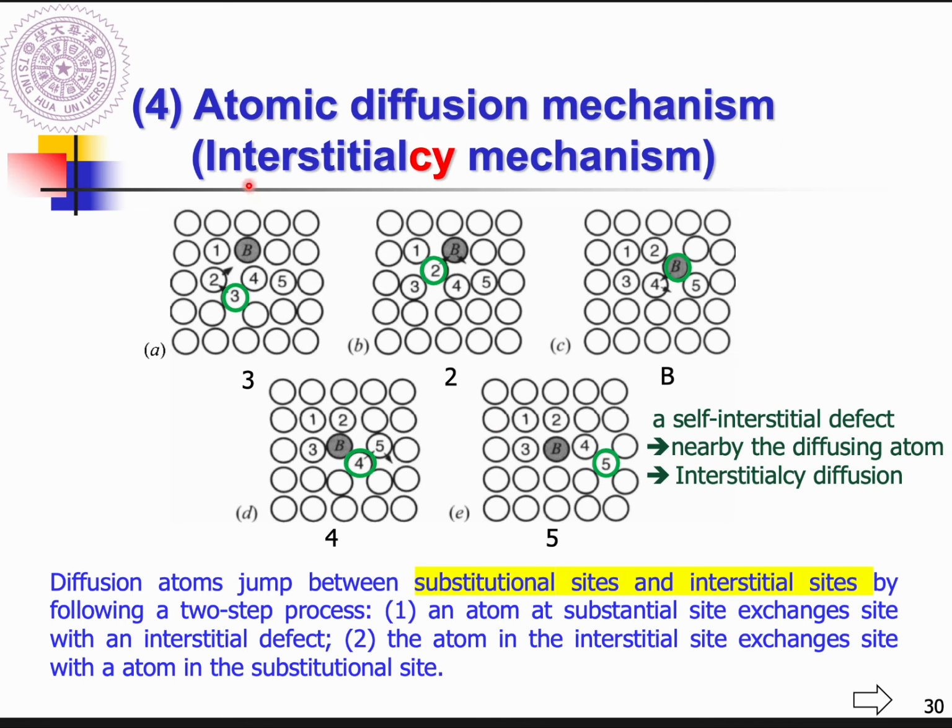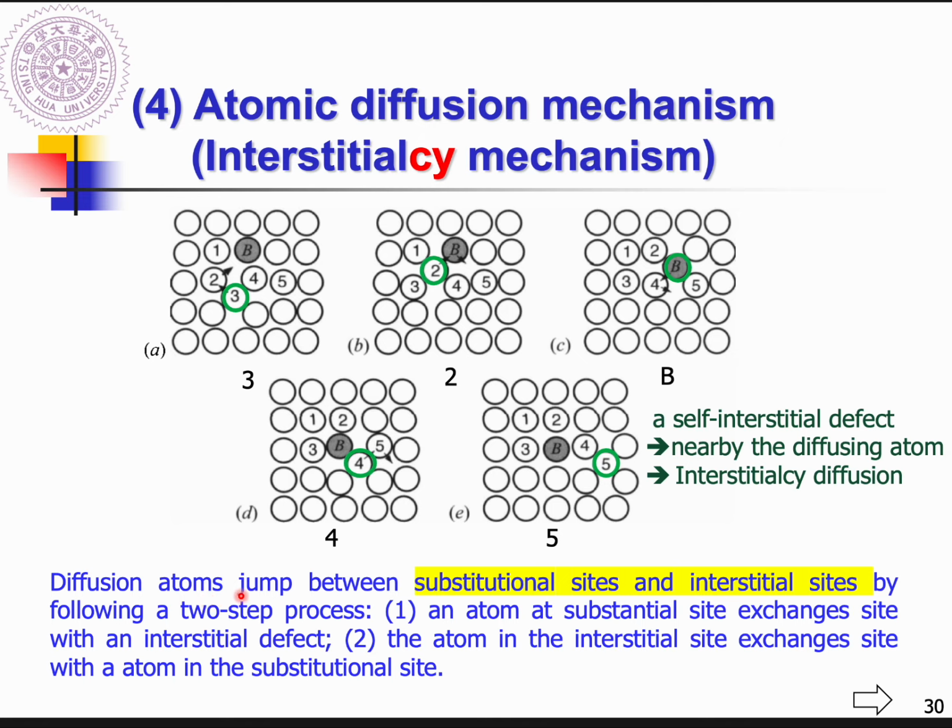Okay, so let's move to the fourth atomic diffusion mechanism, entitled interstitial C mechanism. Based on the name, for sure it is something related to an interstitial defect, right? So it's a little bit similar to the interstitial diffusion mechanism we showed you, and also something different, but for sure it is related to an interstitial defect. So let's introduce what the interstitial C mechanism is.